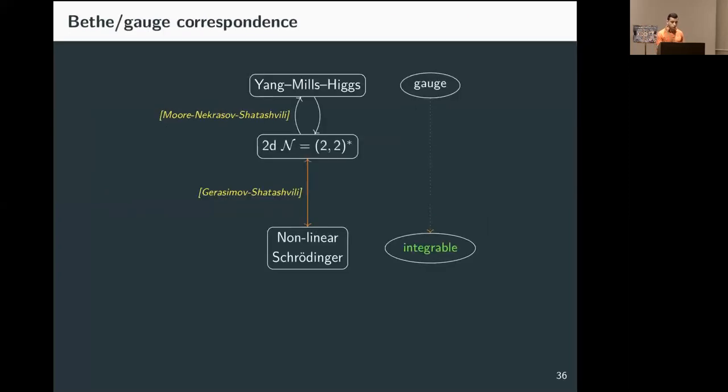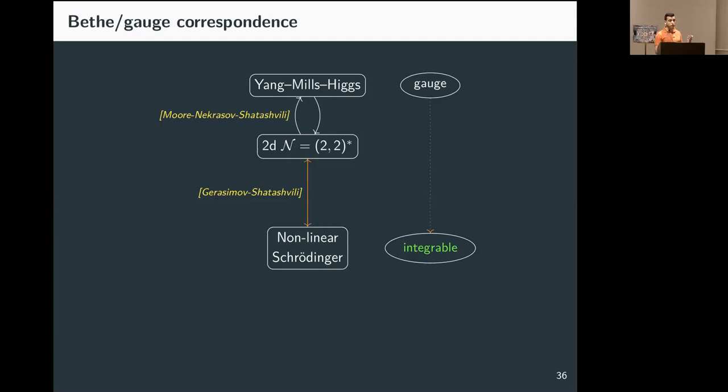All right. So at this point, we may ask what happens if we add a Higgs field to the story. So it is known that Yang-Mills Higgs in 2D is equivalent to its supersymmetric version, which is N=(2,2)*. Gerasimov and Shatashvili have shown that there is a correspondence between the U(N) gauge theory and the N-particle sector, the N-particle wave function of nonlinear Schrödinger. And this is one of the simplest instances of what is called Bethe gauge correspondence, which has been extensively studied by Nekrasov, Shatashvili, and collaborators.